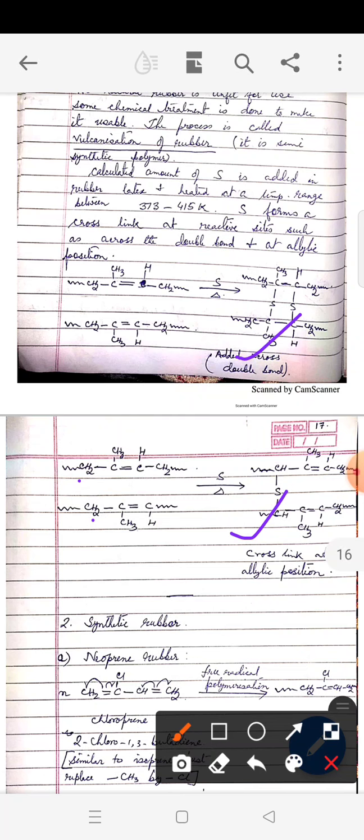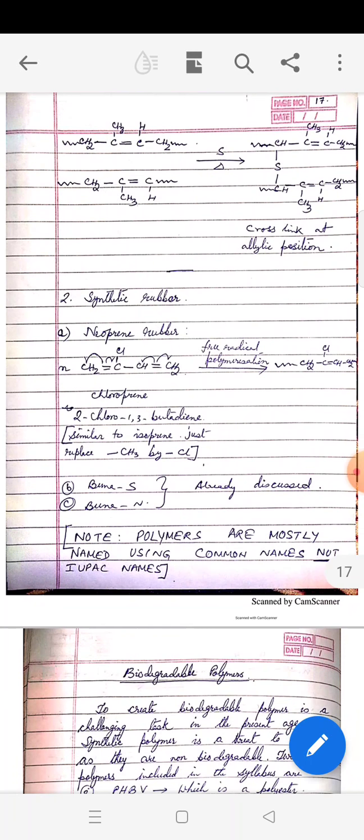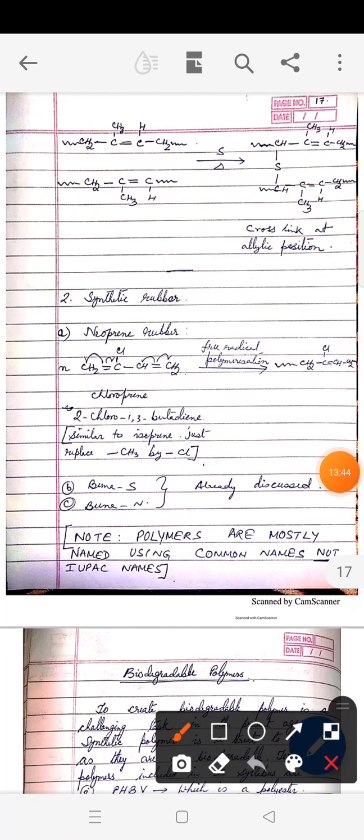Then we move to synthetic rubber. Some of the synthetic rubbers are already discussed, but let me take the ones which we have not covered before. The first one is called neoprene rubber. The starting material for neoprene rubber is chloroprene. Chloroprene is just another isoprene, but the only thing here is, in isoprene we had a CH3 here. Now instead of CH3 you have to take a chlorine.